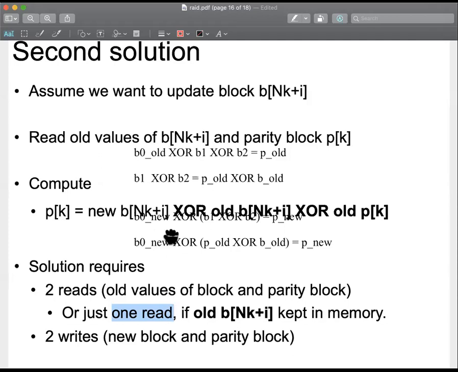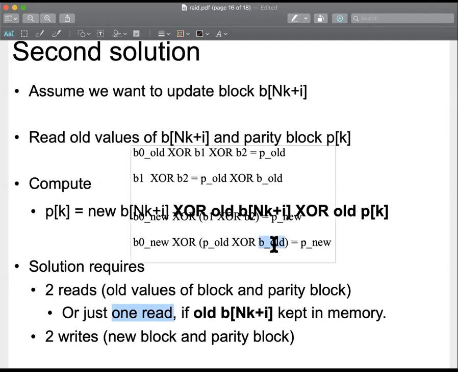The read for this B old here was already done ahead of time by the OS. So that data is already there, and when the new data value is written back, you don't have to go and read B old again, because one read was already done. So the only extra read you have to do is for P old. So by being a little more smart, you can reduce this to just 1 read and 2 writes. So it's not even 2 reads and 2 writes, just 1 read and 2 writes. Okay.